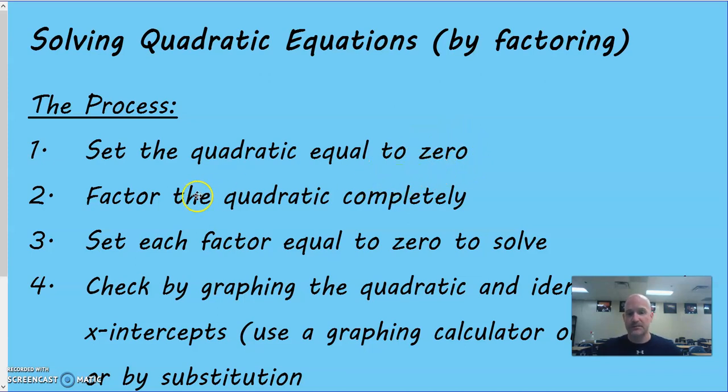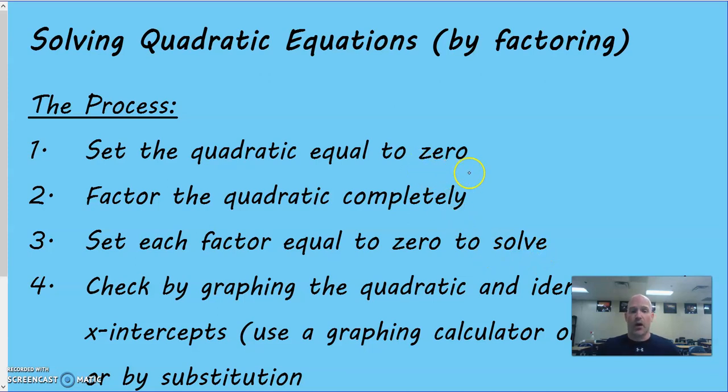There's a very important reason why it has to be set equal to 0 that I will explain in a minute. After we've got it set equal to 0, we want to factor the quadratic as completely as we possibly can. It's going to be easiest if you have it in standard form, but we're going to factor it completely at that point. Third, we're going to set each factor equal to 0 to solve.